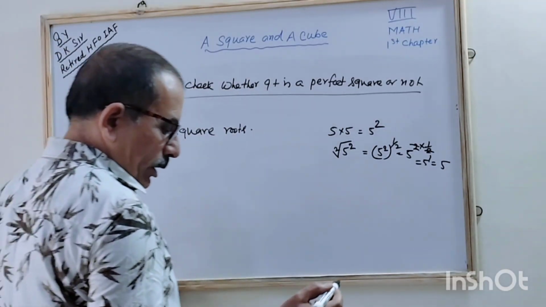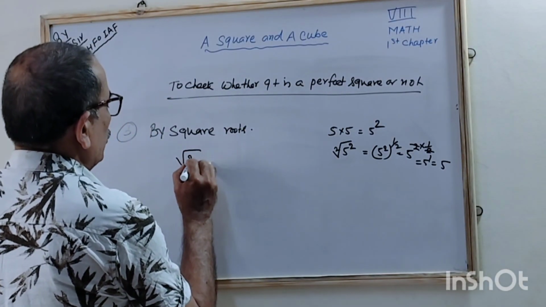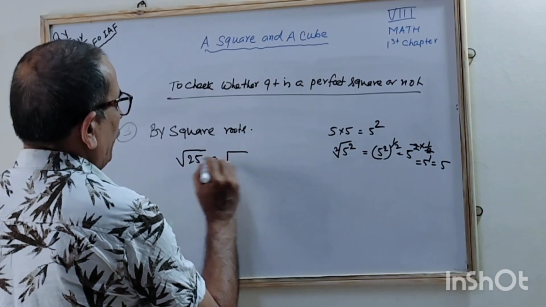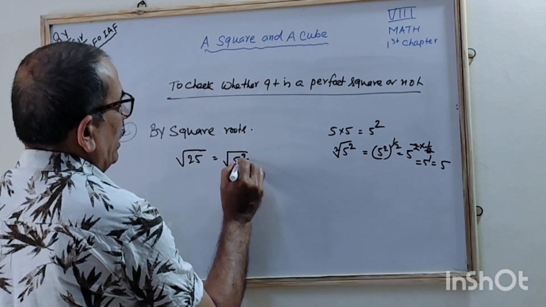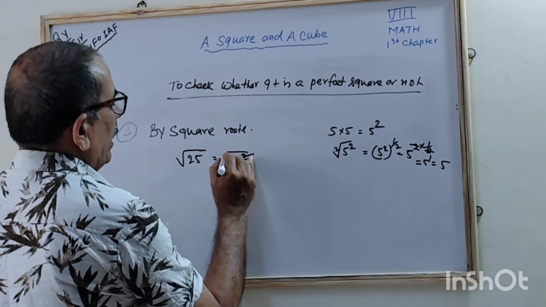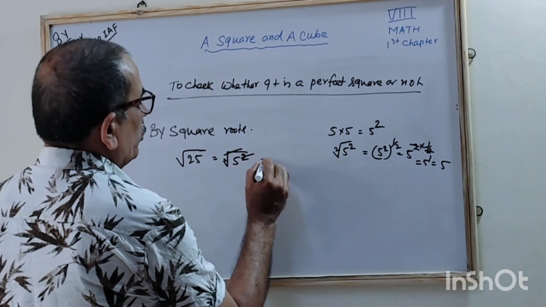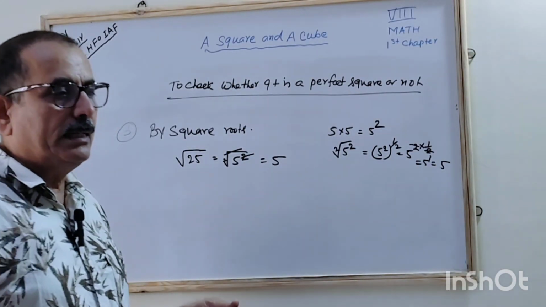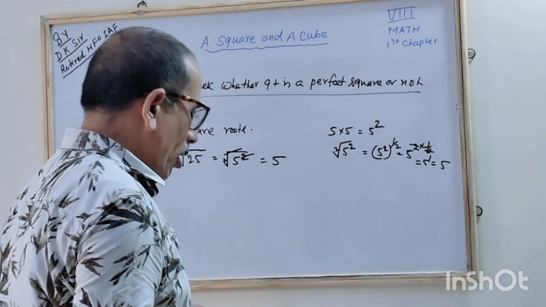Understood? So the example I will give you is 25. You take 25 and check whether it is a perfect square or not. You do the prime factorization. It becomes 5 square. So we find this square and it goes off. So it becomes 5. This is the method by which also you can find whether it is a perfect square or not.